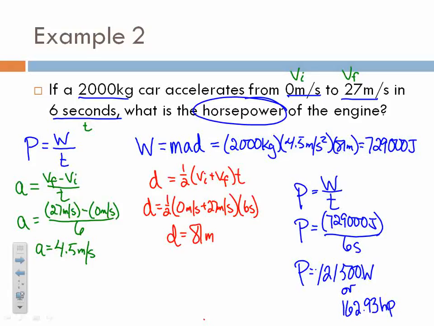I just want to point out what we did here. Work can be solved for with F d cosine theta. Force is mass times acceleration. These are all things that we know, but we're going to use all of them. So we might have to use the kinematics equations to get things like accelerations and distances so that we can solve for things like work. And then from that work, we can find the power.